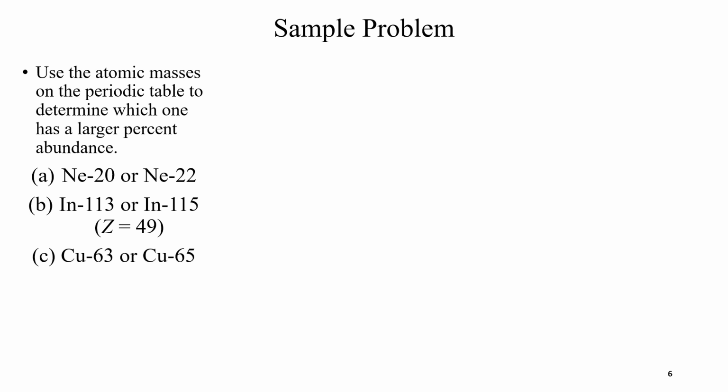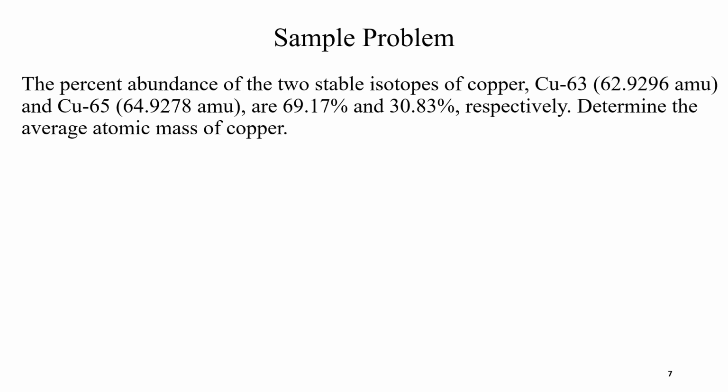Let's look at the last sample problem. We have the percent abundance of two stable isotopes of copper, copper 63 and copper 65, and these are the masses corresponding to those two isotopes. The percent abundances are 69.17 and 30.83 respectively. Determine the average atomic mass of copper.